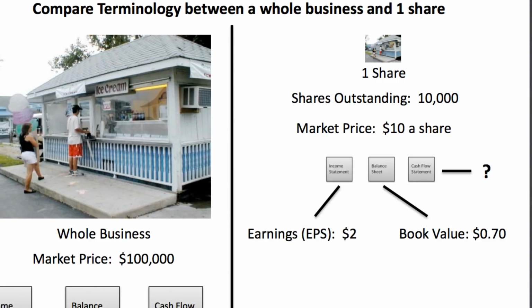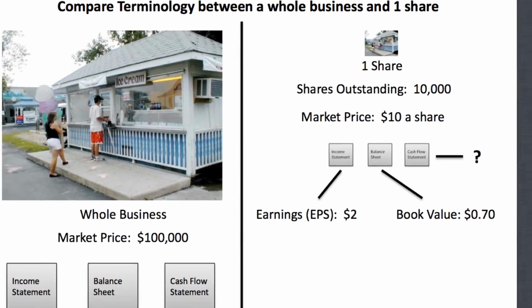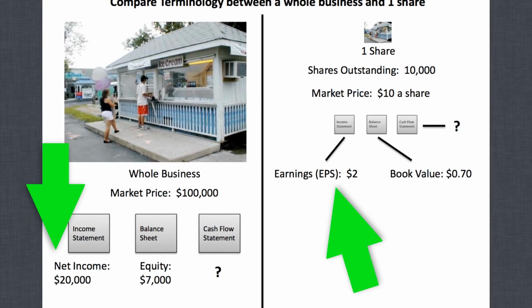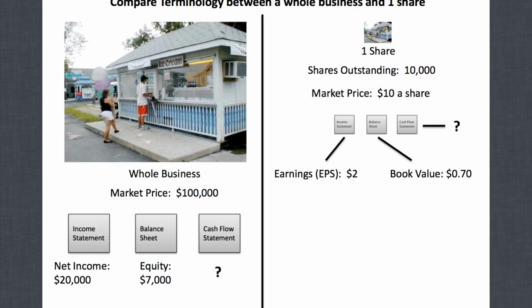So the earnings for the business, which is the same thing as net income, it's the exact same number, but the only difference is net income is when you're valuing the whole business, and earnings is when you're only valuing one share. It represents the exact same thing, but only for one share. So if you take the $20,000 in net income and divide it by the 10,000 shares outstanding, you'd be left with $2. EPS stands for earnings per share. So for one share, the earnings is $2.